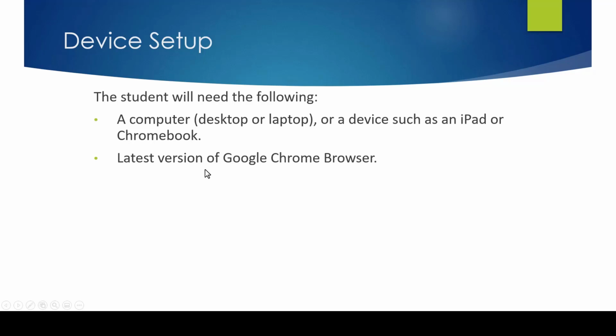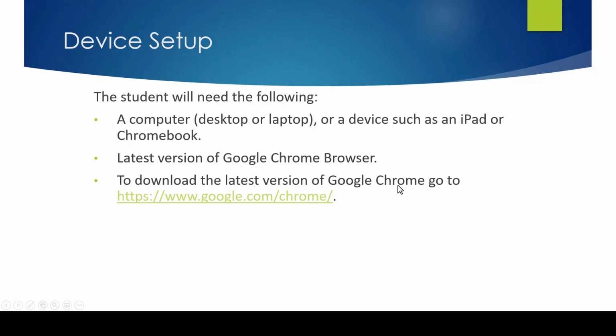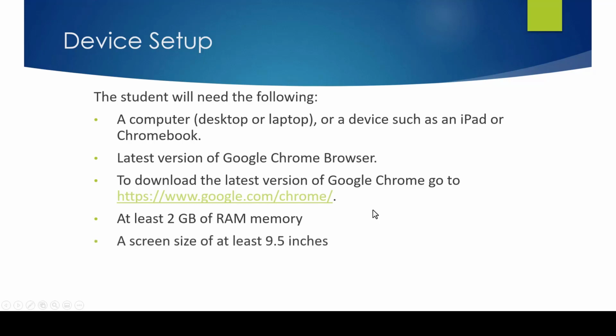The Google Chrome must be the latest Google Chrome browser. The diagnostic test and the interim test must be done using the Google Chrome browser, and you must use the latest version of the Google Chrome browser. To download the latest version of Google Chrome, you go to this URL link. You also need at least 2 gigabytes of RAM memory, a screen size of at least 9.5 inches, and a screen resolution of 1024 by 768.